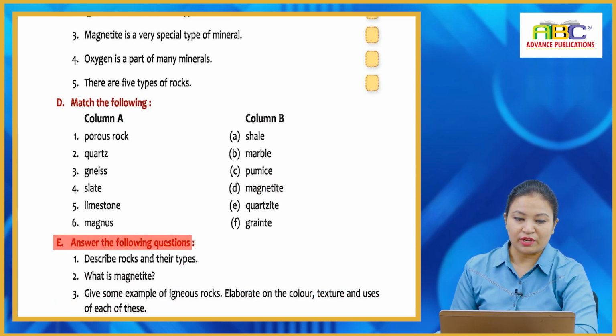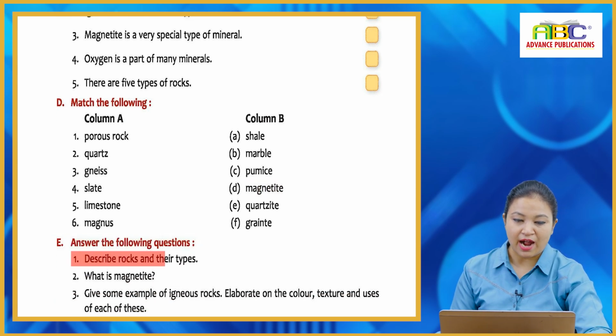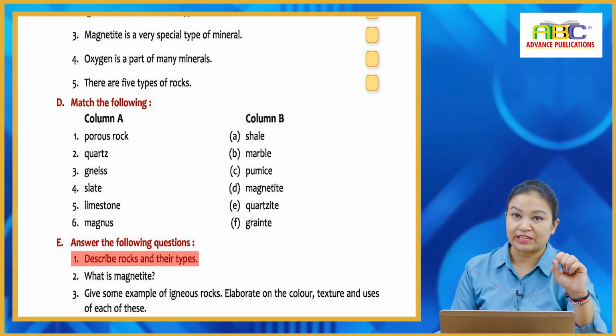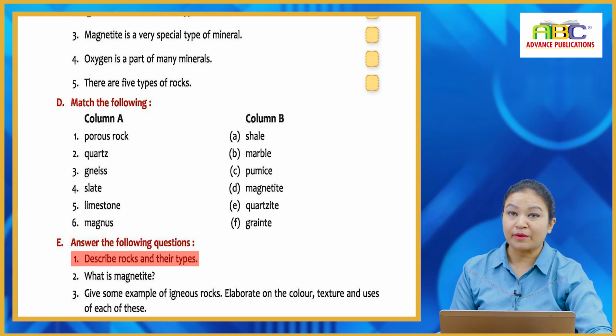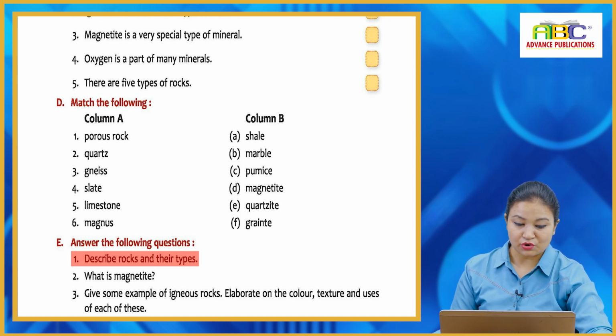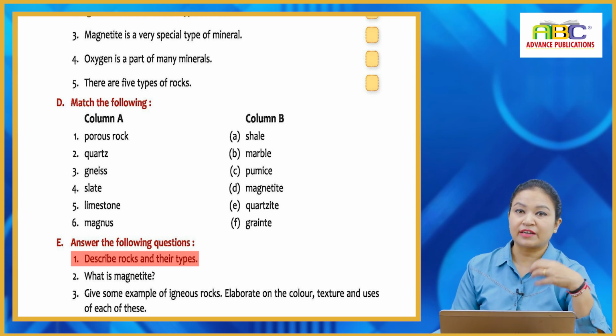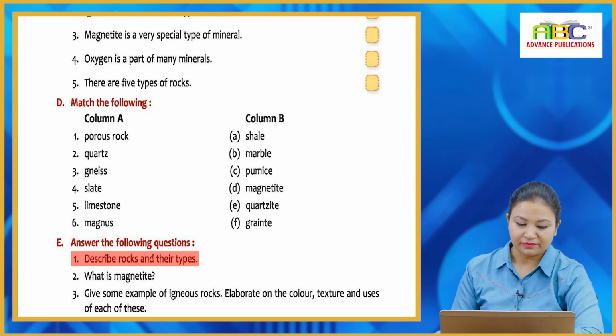E. Answer the following questions. Describe rock and their types. So you have to describe rock first and also about their type. So rocks are naturally occurring solid materials made up of one or more minerals. Types of rock. Rocks are classified by mineral composition. Like first rock is a sedimentary rock, second is igneous rock and the third is metamorphic rock. We will write their definition in detail.